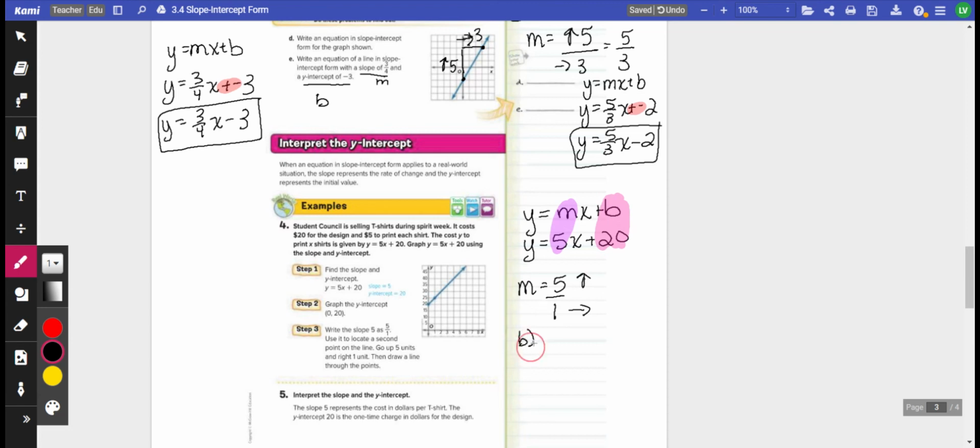Then we want to identify our y-intercept. So this is written as 0, comma b. So in this case, we have 0, comma 20. So we're going to graph 0, comma 20, and then from there we'll go up 5 to the right one.